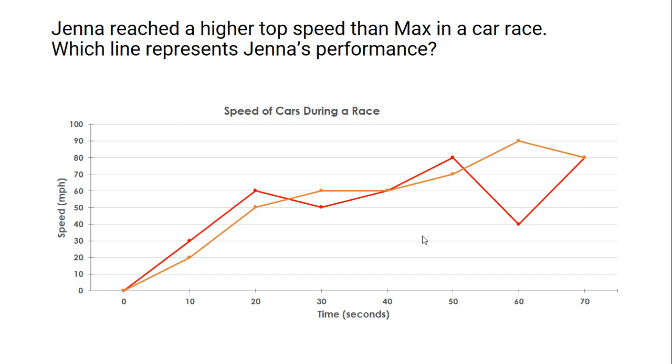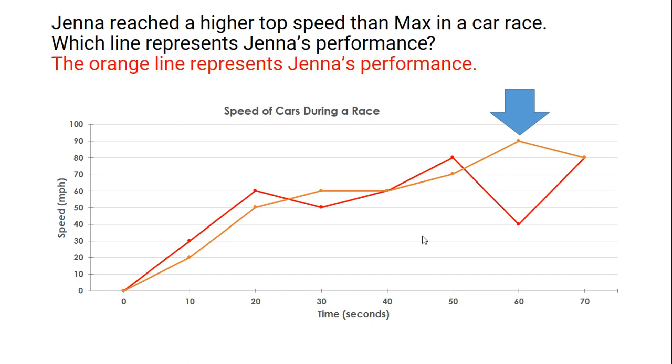What I've got to do is find a higher top speed. So if I look on the graphs and see which has got the number that represents the highest, and there's the arrow pointed to where it is. That dot there represents the highest speed, so obviously it's the orange line that has the highest speed, and therefore the orange line represents Jenna's performance.